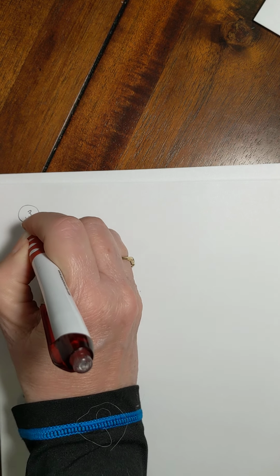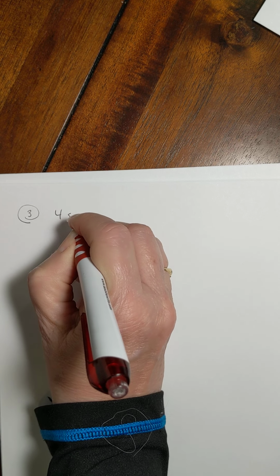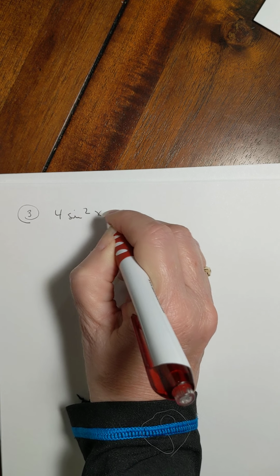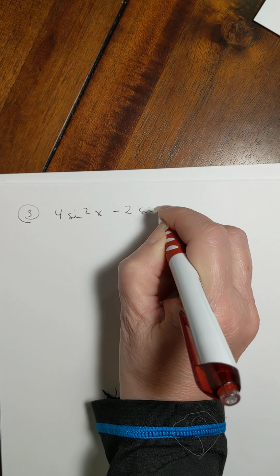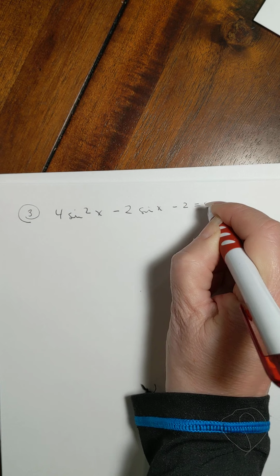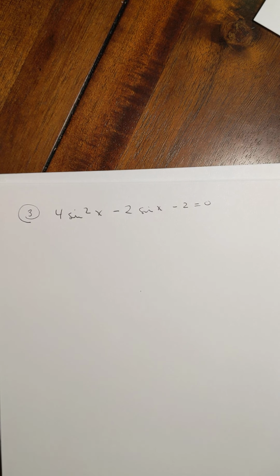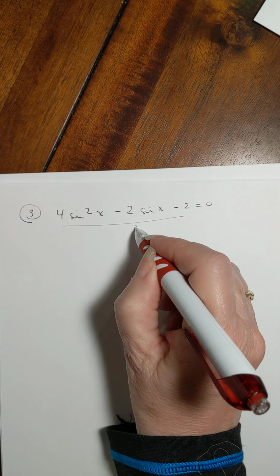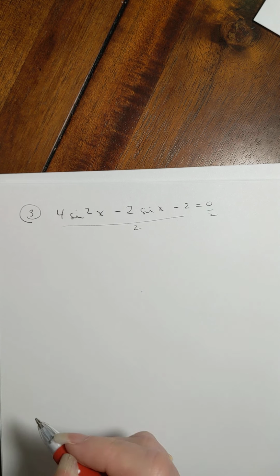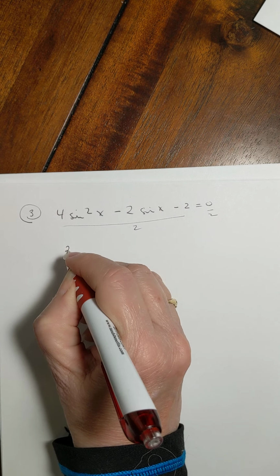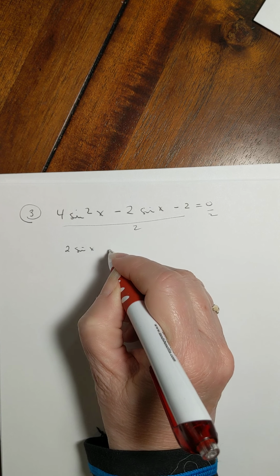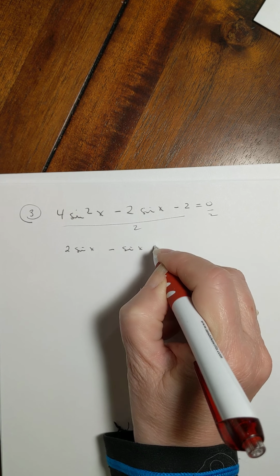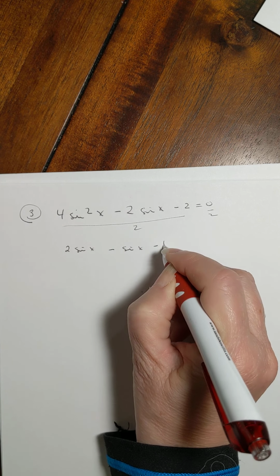Problem number 3. 4 sine squared of x minus 2 sine of x minus 2 equals 0. Now notice on this one that everything is divisible by 2. So if I divide both sides of the equation by 2, it'll make my factoring easier. So this would be 2 sine squared of x minus sine of x minus 1 equals 0.